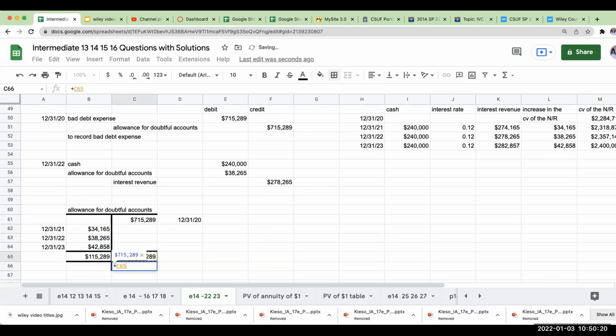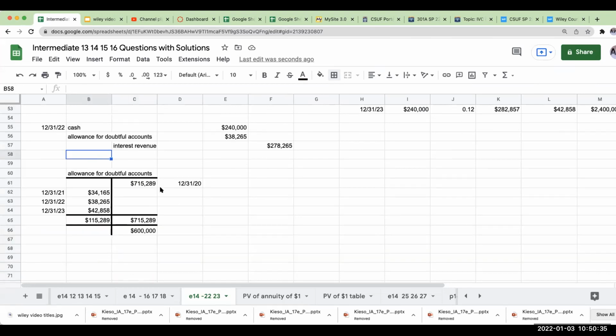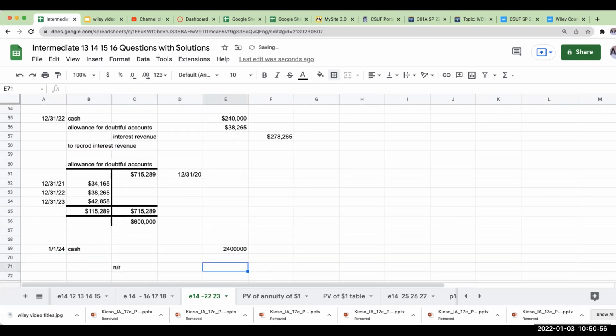Well, with my allowance for doubtful accounts, as it specifically relates to this loan, when I get to the end of the period, it's now going to be at $600,000. Once the loan has been paid back to me, or once the note receivable has been paid back to me, what's going to happen? So on 1/1/24, I'm going to be receiving cash of 2.4 million. I'm crediting because the note receivable is still on my books for $3 million. I'm going to be crediting the note receivable.